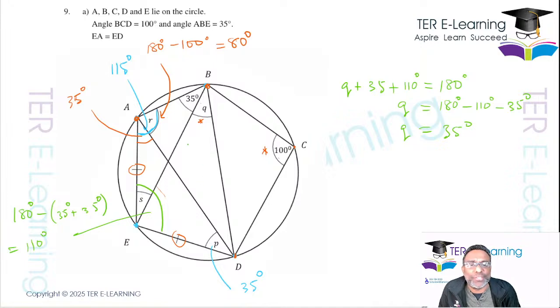Actually, we didn't have to do all of that, because this angle here and this angle here are in the same quadrant, so Q has to be equal to the same 35 degrees. So we didn't have to go through all of that. So we know Q, we know P already, we already worked out R already. The only one we're missing is S.